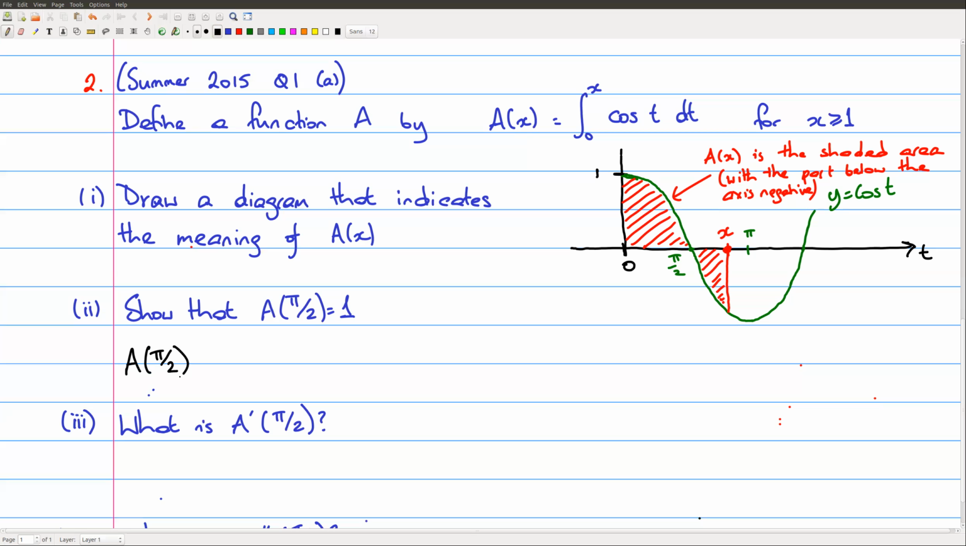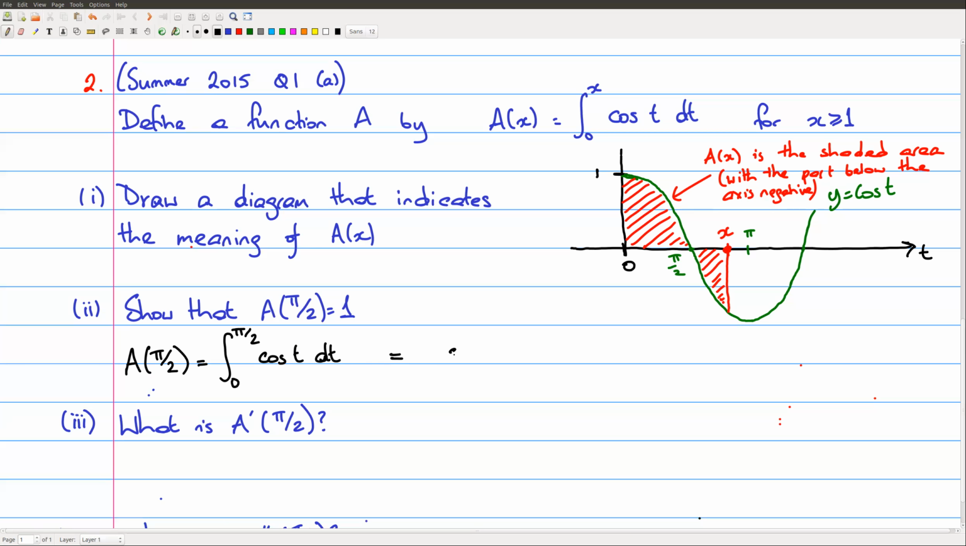A of x in general is the integral from 0 to x of cosine t. So A of pi over 2 is the integral from 0 to pi over 2 of cosine t dt. In order to determine the value there of A at pi over 2, we have to do the integration. We have to calculate this integral. That means we need to take an antiderivative of cosine of t, evaluate it at the two limits of integration, pi over 2 and 0, and subtract the value at 0 from the value at pi over 2.